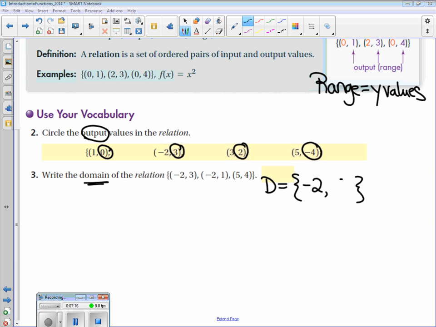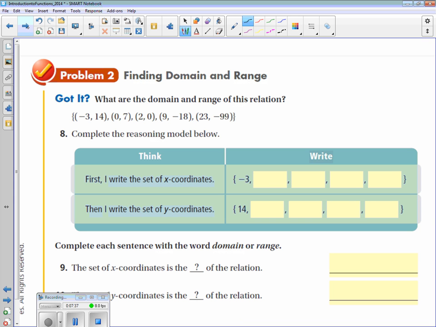You don't list the -2 twice, okay? Even though it's -2, 3 and -2, 1, and -2 is listed twice, when I ask you for the domain, it's just those two numbers. You don't have to list the -2 twice, and you will get counted off if you do. So if it's listed twice, you only have to list it once in your answer. Fair enough?